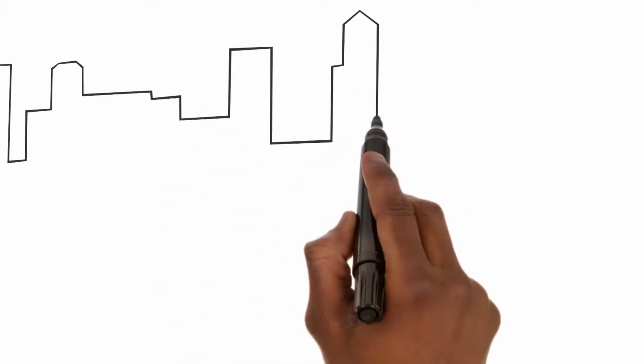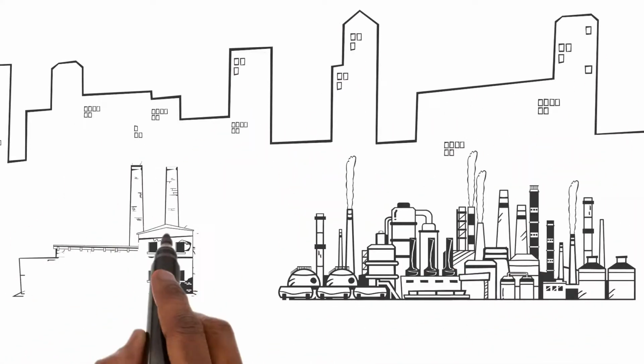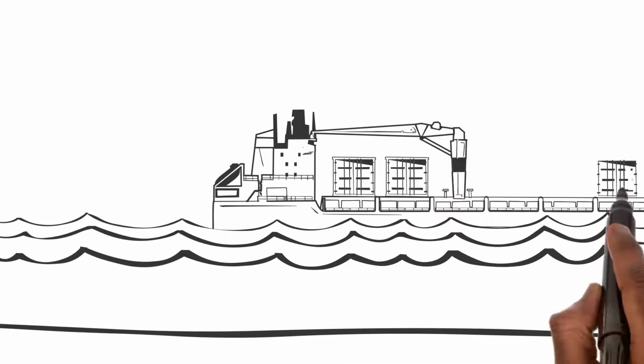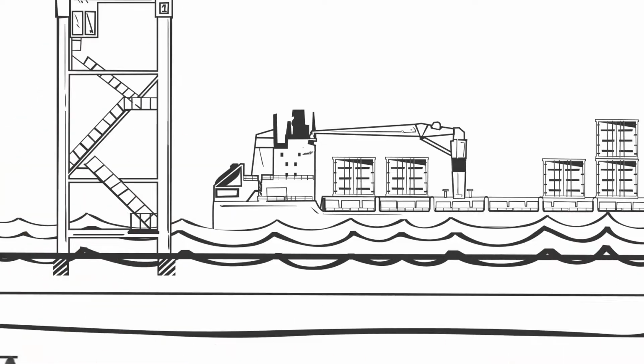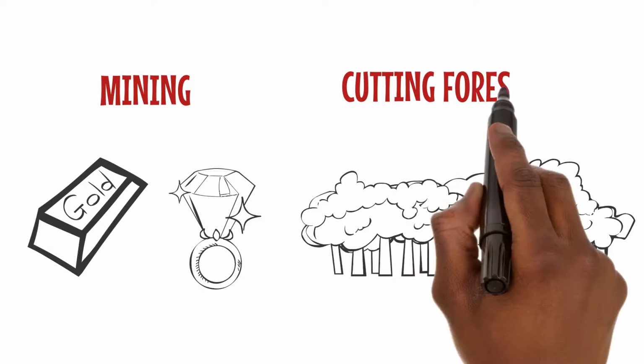Now, let's fast forward to a significant turning point in human history, the beginning of the exploitation of natural resources. With the rise of industries, our hunger for energy and raw materials grew. We started mining for minerals and cutting down forests for timber.